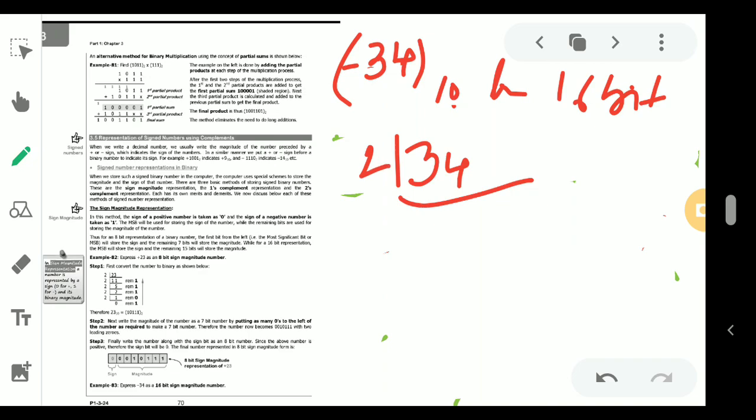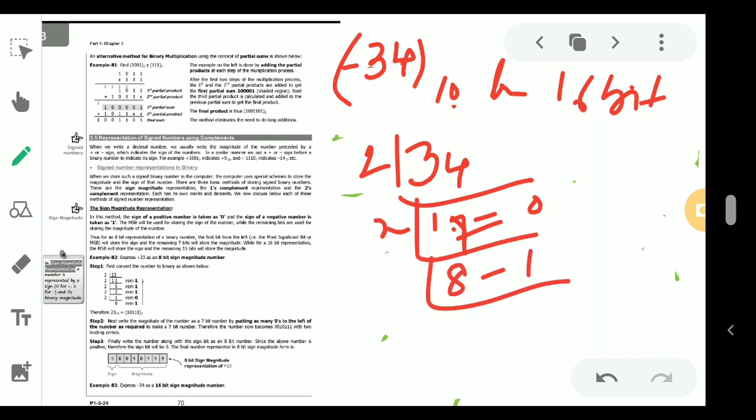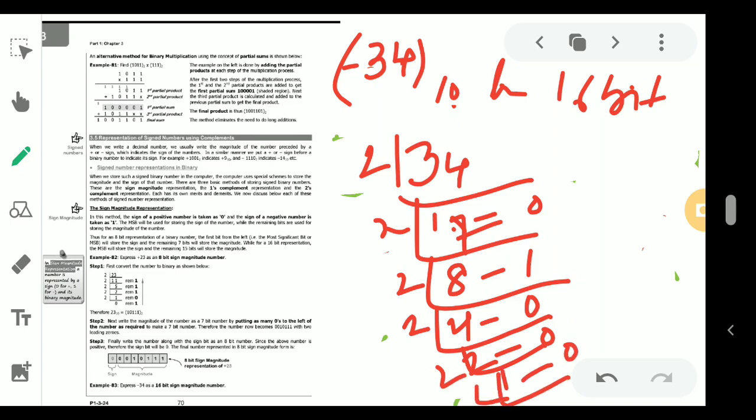So let's start. 34 divided by 2 is 17, and 0 is the remainder. 17 divided by 2 is 8, 1 is the remainder. 8 divided by 2 is 4, 0 is the remainder. 4 divided by 2 is 2, 0 is the remainder. 2 divided by 2 is 1, 0 is the remainder. Then 1 divided by 2, remainder is 1. So the answer is 100010. This is not the final representation, this is just 34 represented in binary in this format.